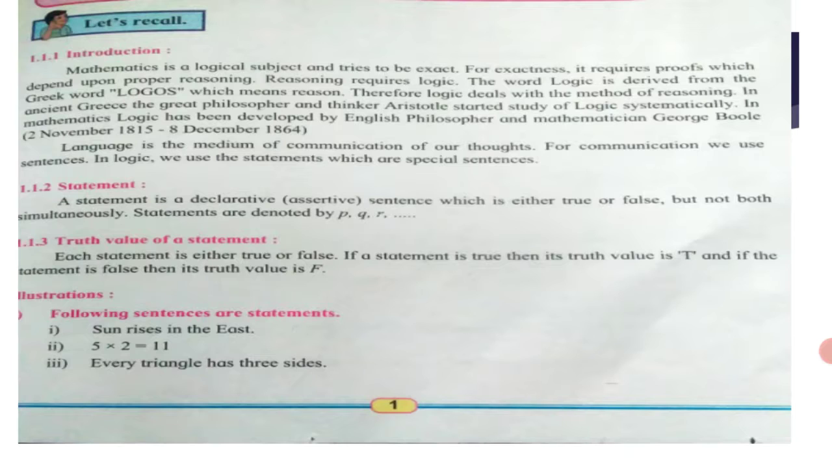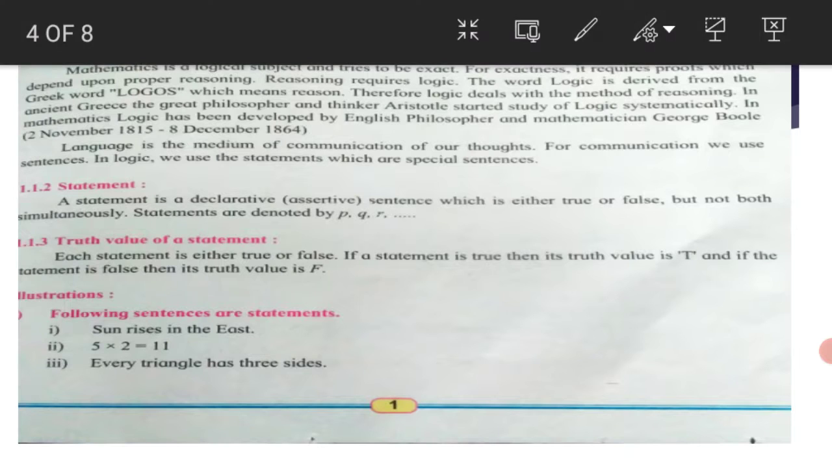Sun rises in the east. This is a true sentence. This is a sentence, and it is a statement; it can't change. Then 5 into 12 is equal to 11. It is also a statement, but its truth value is false, F. The truth value of 'sun rises in the east' is T. Every triangle has 3 sides. This is also a statement, and its truth value is T.